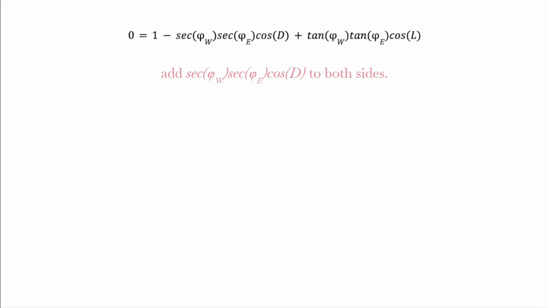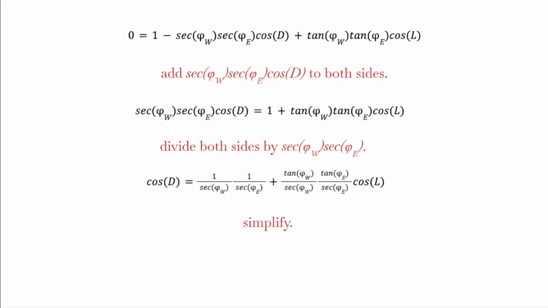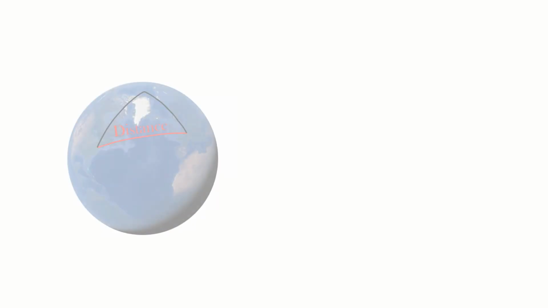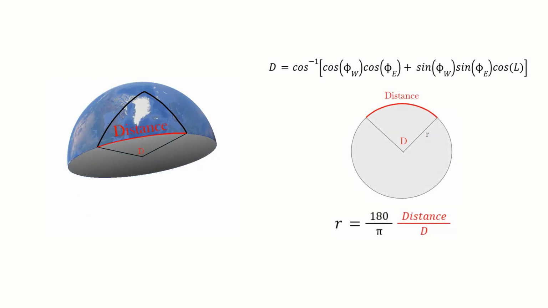Add secant phi W, secant phi E, cosine D to both sides. Divide both sides by secant phi W, secant phi E, and simplify. This gives us an expression for the spherical law of cosines with the notation in this experiment. We now have 2 expressions for the same distance: a distance measurement from Google Earth, and the circular arc subtended by angle D. Substitute measured values and you have a value for the radius of Earth. Compare it to the established mean value of 6,370 kilometers.